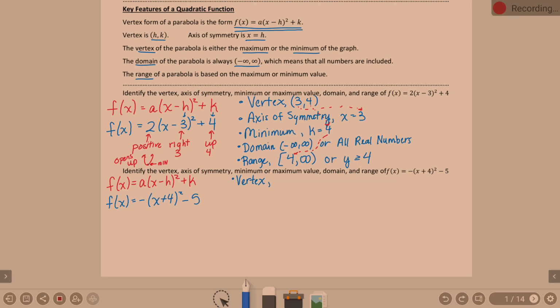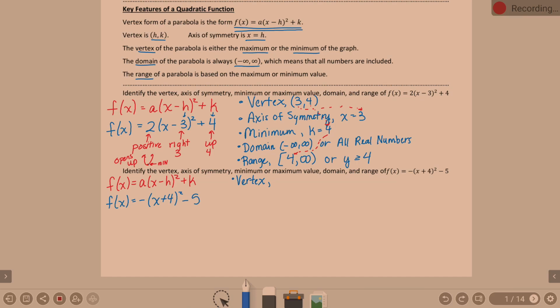We're going to start with vertex. Get caught up in what you're writing. You got a vertex for me, Dan, yet? Is it 4, negative 5? Almost. Negative 4, negative 5.